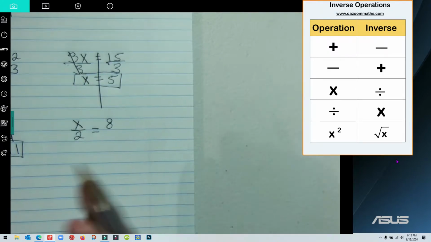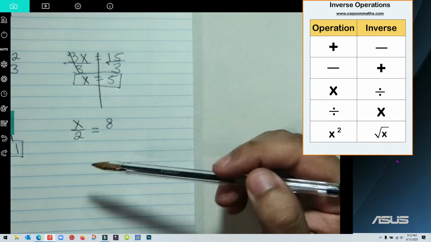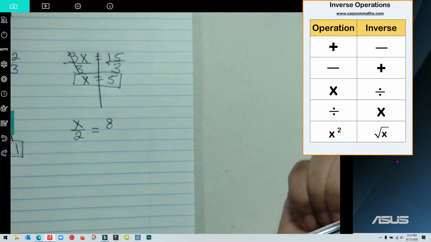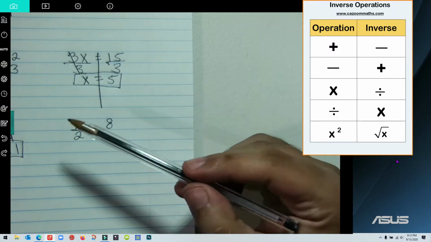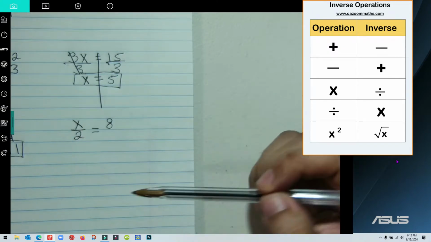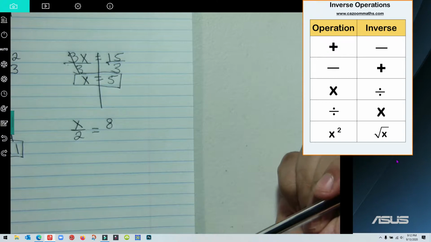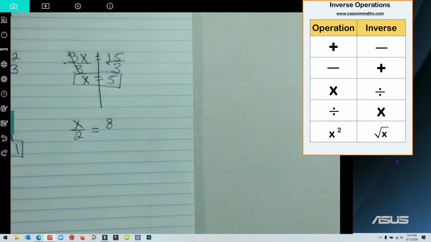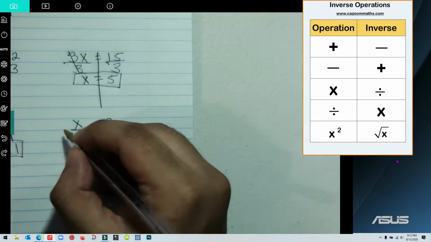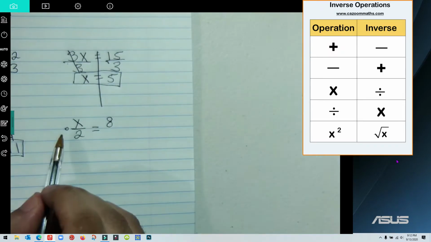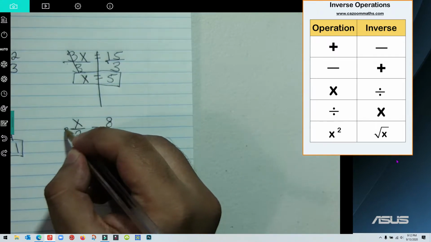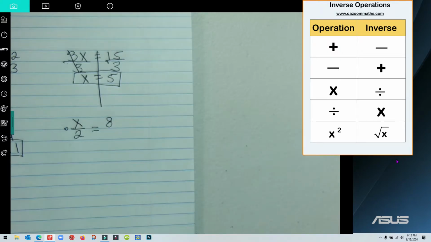It doesn't matter what side he's on, but in all 4 examples so far, the x has been on the left side, so I want him by himself on the left side. Now look at that 2. That 2 is dividing our variable x. So we want to do the inverse operation and multiply by 2. So I'm going to multiply both sides by 2. Now I'll use that little circle looking thing to denote multiplication. I don't like using the little x because I don't want you confusing the x with the variable x.